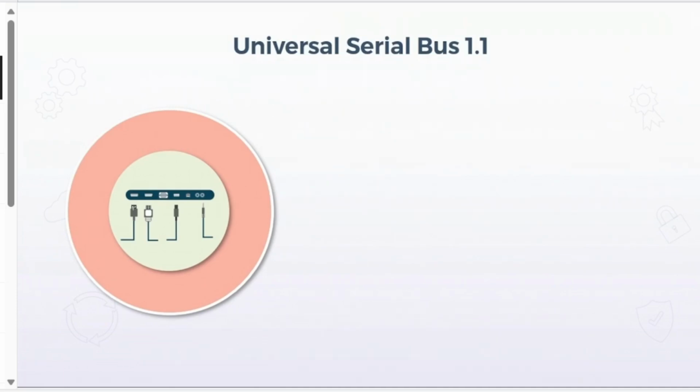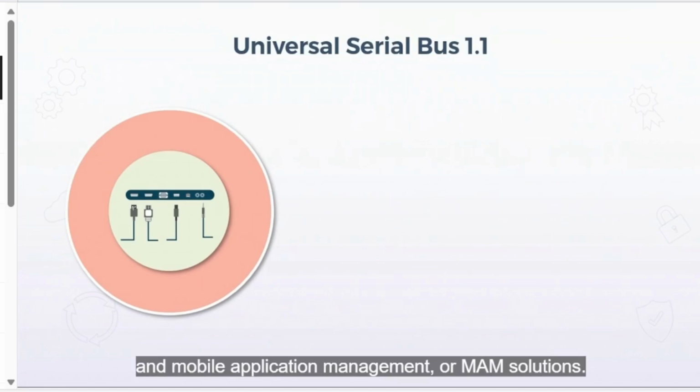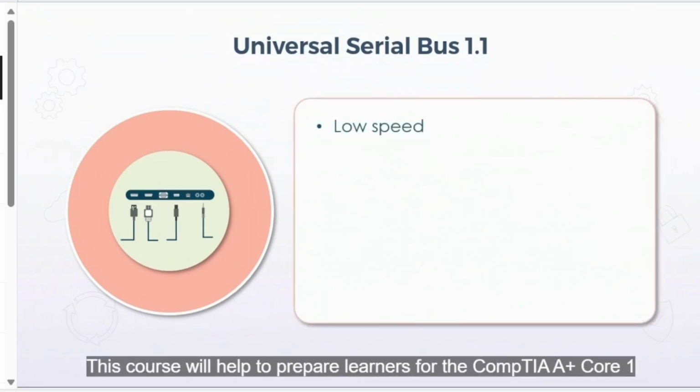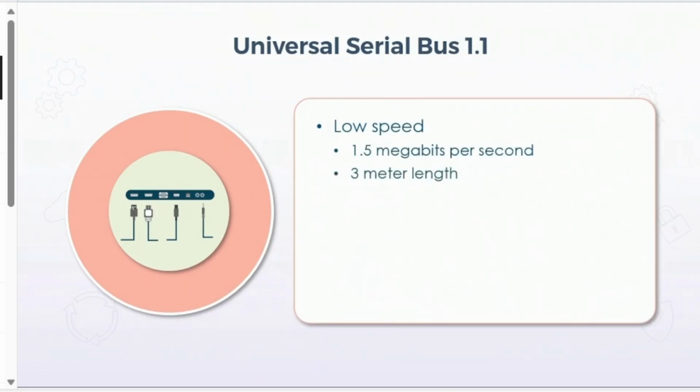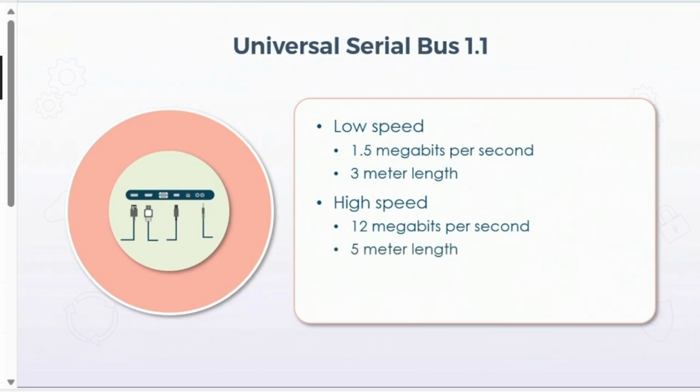but its first release was version 1.1, which offered two speeds, a low-speed version, which could only handle a maximum of 1.5 megabits per second over a distance of 3 meters or approximately 10 feet, and a high-speed version, which could handle up to 12 megabits per second over a distance of 5 meters or a little over 16 feet.